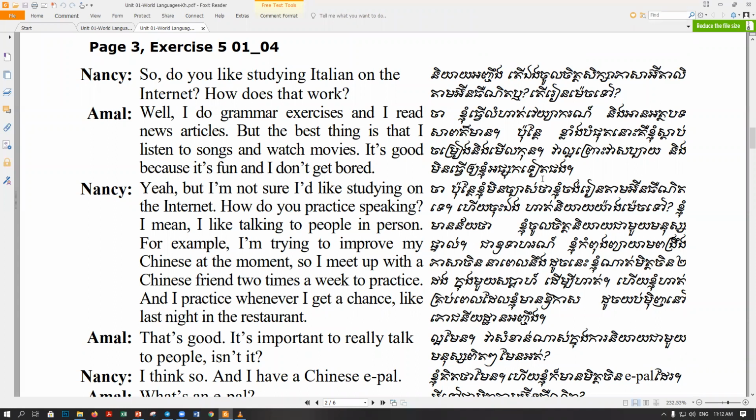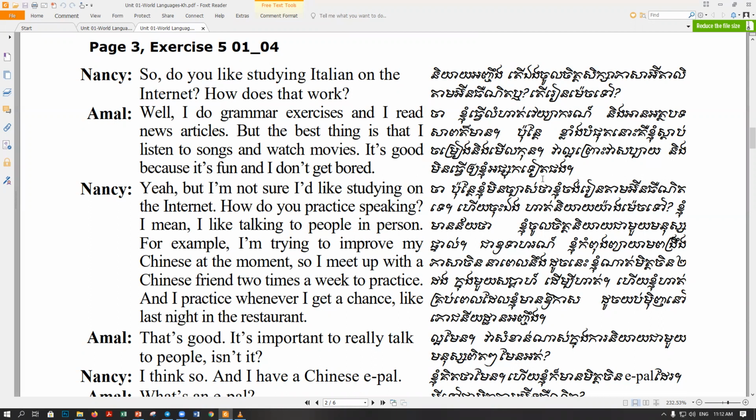Page 3, exercise 5. So, do you like studying Italian on the internet? How does that work? Well, I do grammar exercises and I use articles. But the basic thing is that I listen to songs and watch movies.